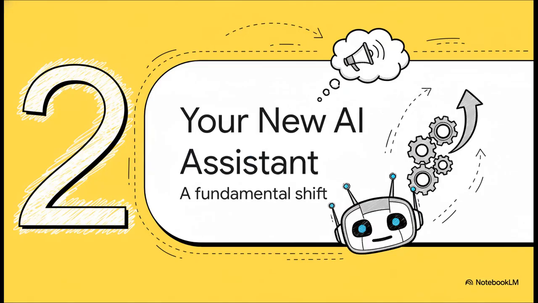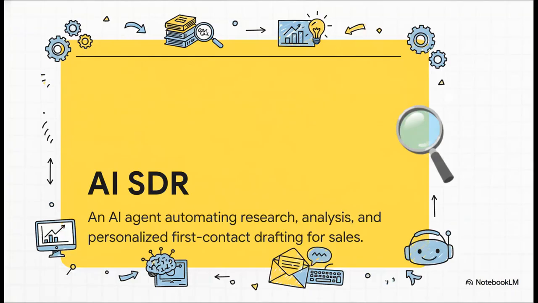So what is this big solution? Well, it's time to meet your brand new AI assistant. And I'm not talking about just another little productivity tool. This is a fundamental shift in how prospecting even gets done. So what exactly is an AI SDR? Well, SDR stands for Sales Development Representative. So an AI SDR is basically an AI-powered agent that's built to automate the most painful parts of that job. All the initial research, the analysis of what a prospect actually needs, and even drafting that all-important first personalized email. Seriously, think of it like a tireless assistant that does all the homework for you.